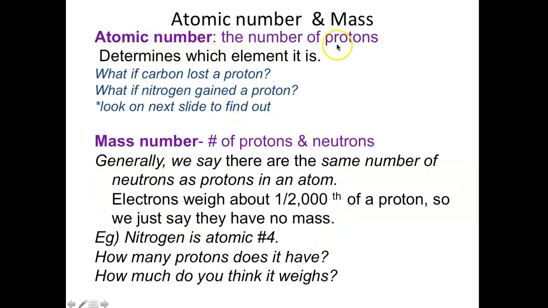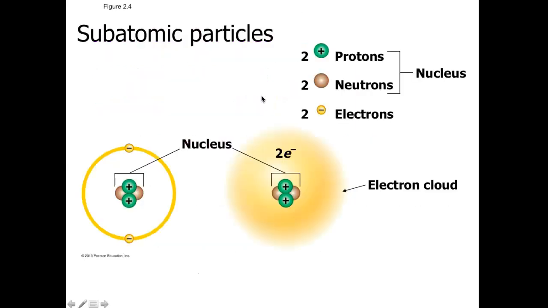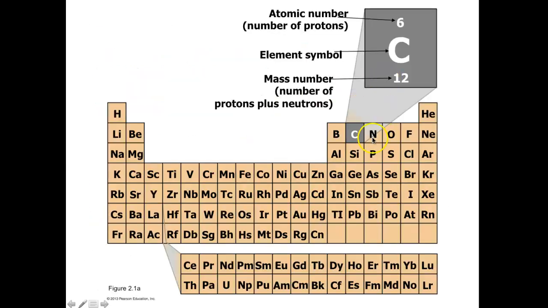So atomic number is the number of protons, determines what element it is, right? What if a carbon lost a proton, right? I mentioned it was going to be boron. What if nitrogen gained a proton? Well, we need to look. Nitrogen is here. If it gained a proton, it's going to go up 1 number. It's oxygen.